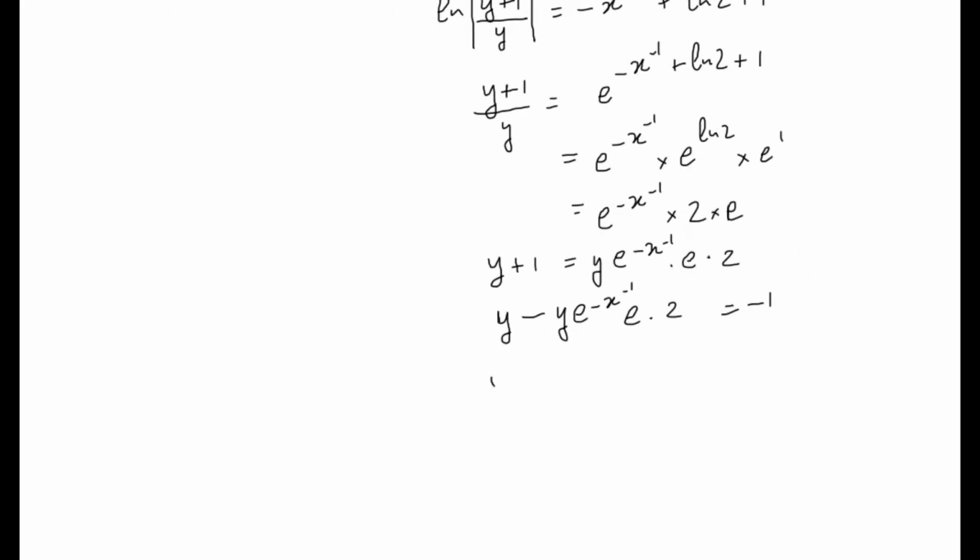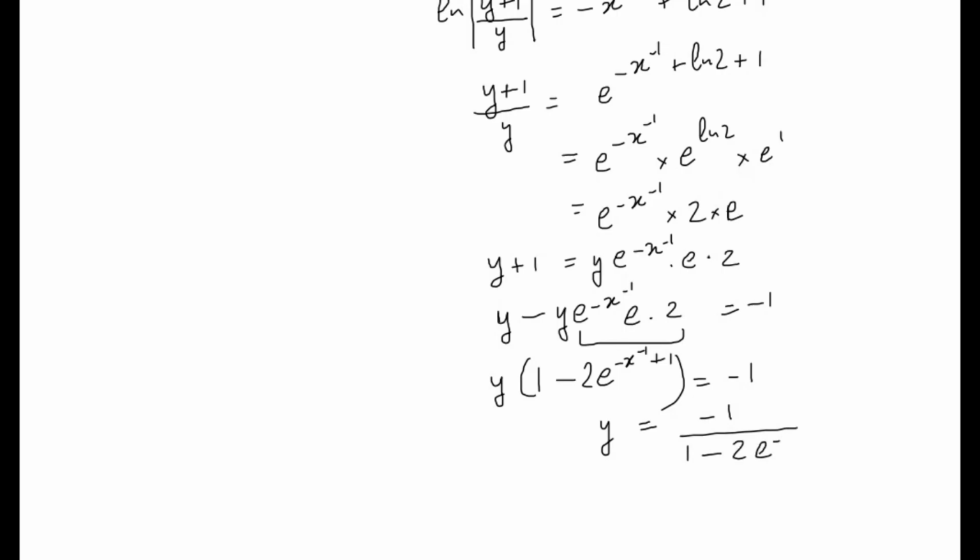Factorize to remove the y so that we can find the value of y. So 1 minus 2 e to the power of, just simplifying this expression here now, negative x to the power minus 1 plus 1, is equal to negative 1, and y is equal to negative 1 by 1 minus 2 e to the power of negative x to the power minus 1 plus 1.